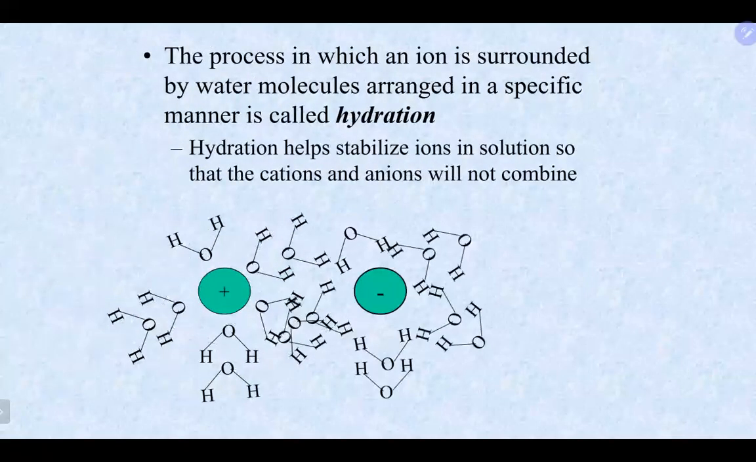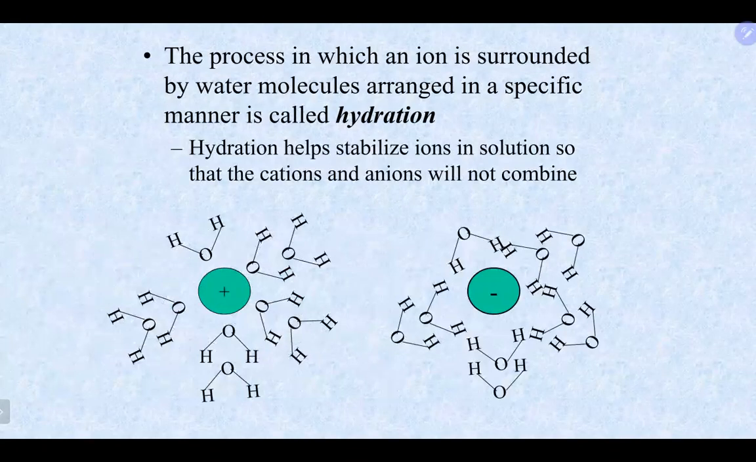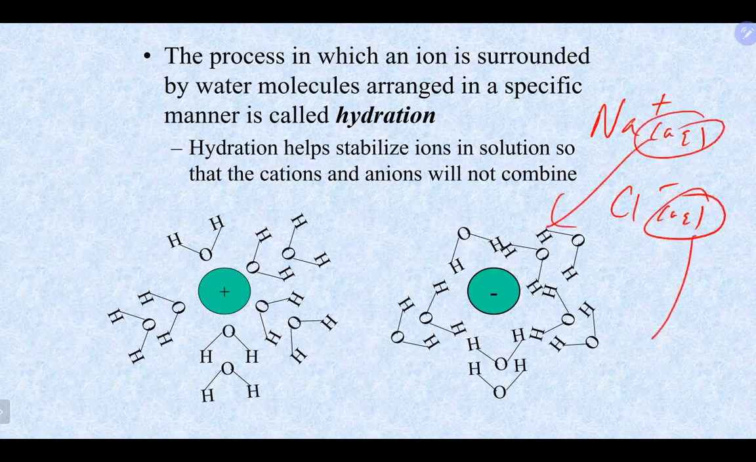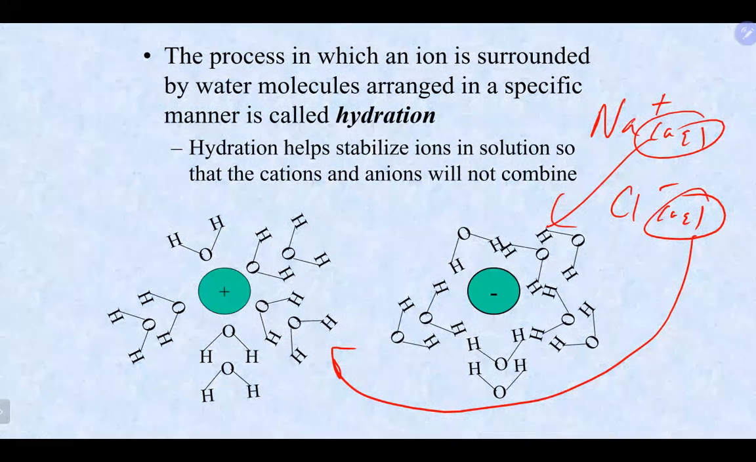So this process is what's sometimes referred to as hydration. When we write something like a sodium ion that's aqueous, or a chloride ion that's aqueous, that aqueous is all these waters surrounding the ions. It makes for a much less complicated formula, but that's what's happening there. And again, it keeps those ions from coming back together and remaking that solid.